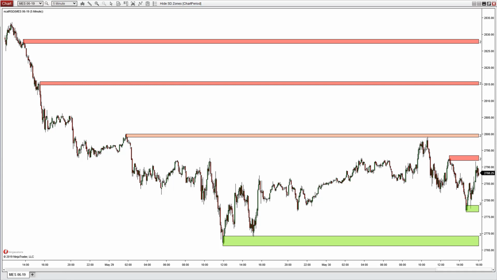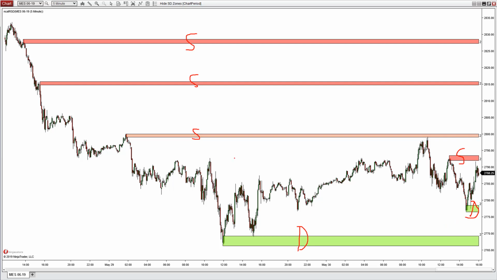And you'll notice these red blocks and these green blocks. These red zones here are supply zones. All these red zones are supply zones. There's another supply zone here. The zones down here are demand zones. There's one here, and there's another little one right over here.